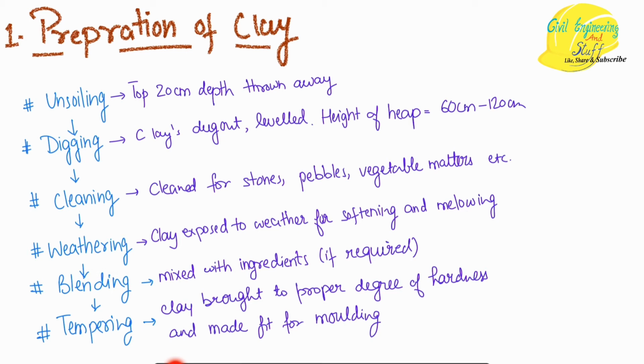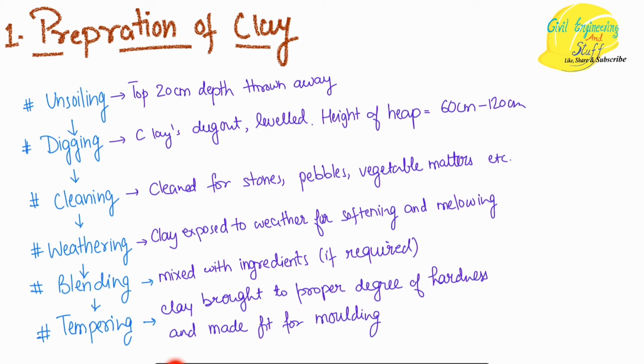After this, if required, blending is done, that is to improve the properties of the final brick that we will get. Certain material is added. The material can be a certain amount of lime or cement or fly ash or some other pozzolanic material, if required. When this is done, this stage is called blending, right? Depending upon the type of soil that we are using, if our soil has some weakness or requires some treatment, then the blending is done, right? So the material is mixed, and then the tempering is done, that is, the clay is brought to the proper degree of hardness and made fit for the molding, right?